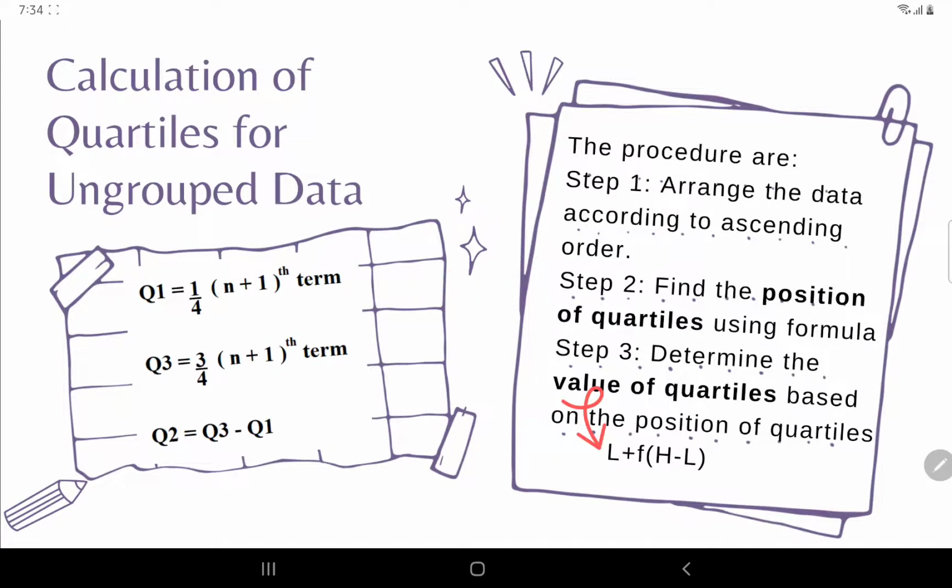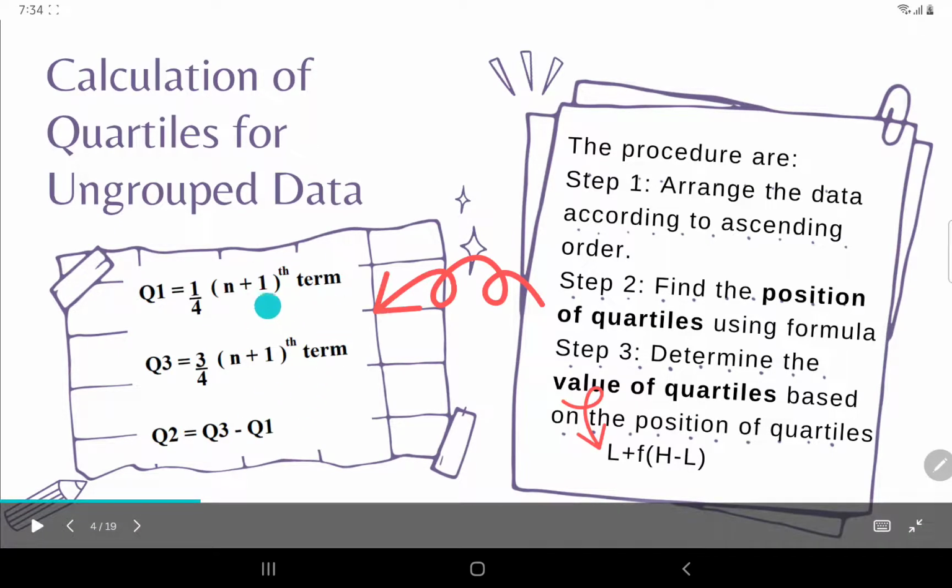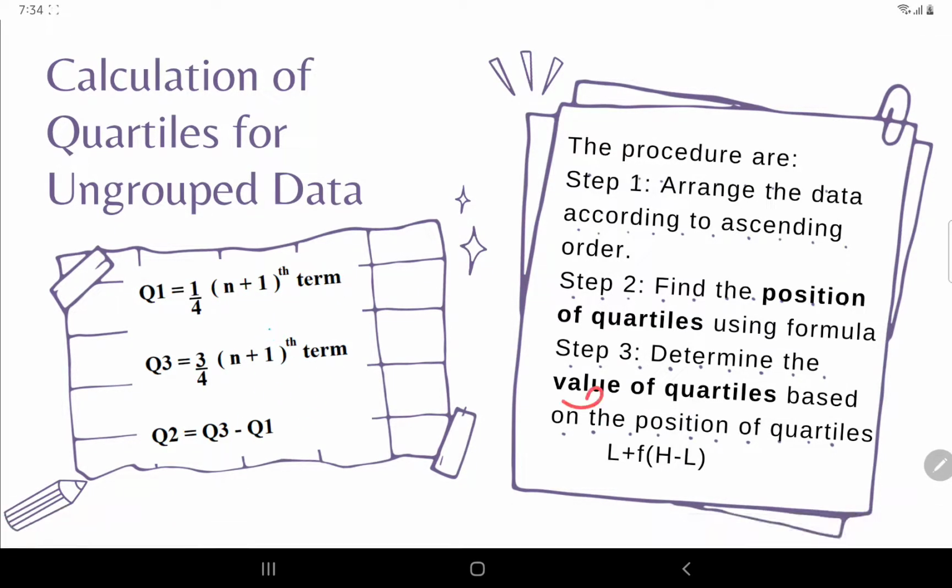The quartile for ungrouped data. We have 3 steps here. The first one, you need to arrange the data in ascending order. You are given the raw data, so you need to arrange it in ascending order. And then second step, you need to find the position of quartile using this formula here. This is not the formula for finding the quartile value. This is the formula for finding the position of quartile.